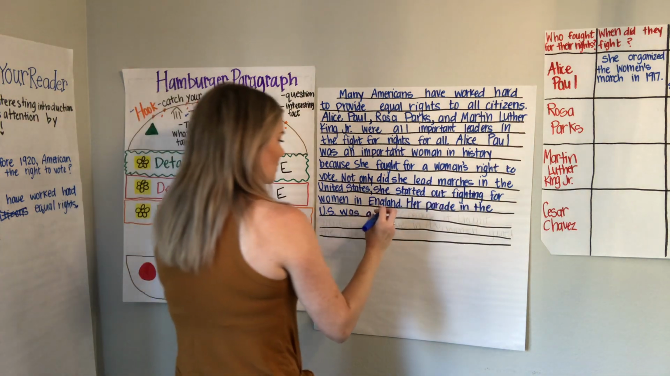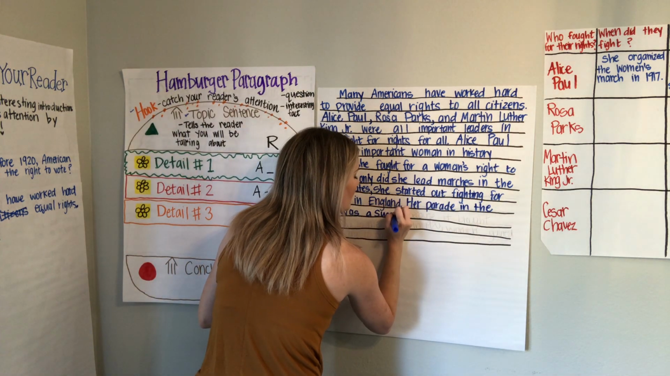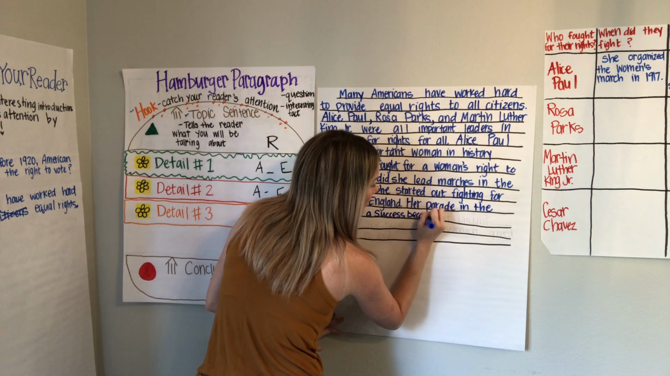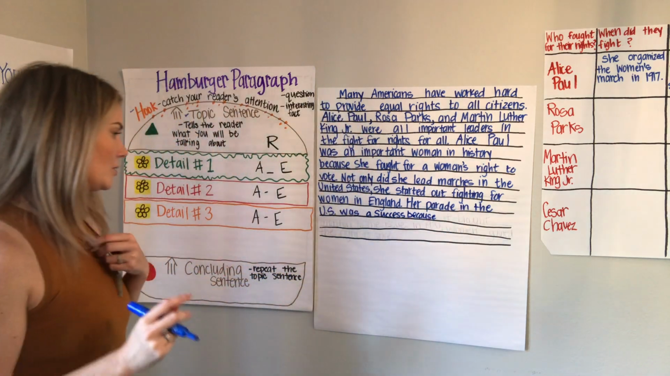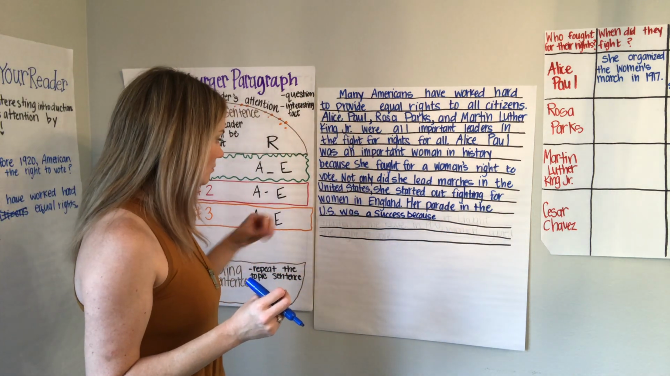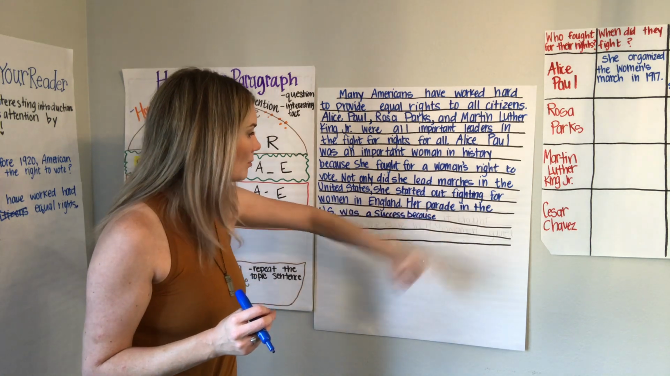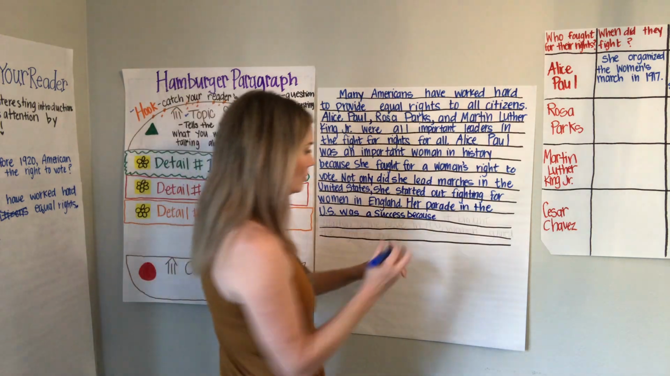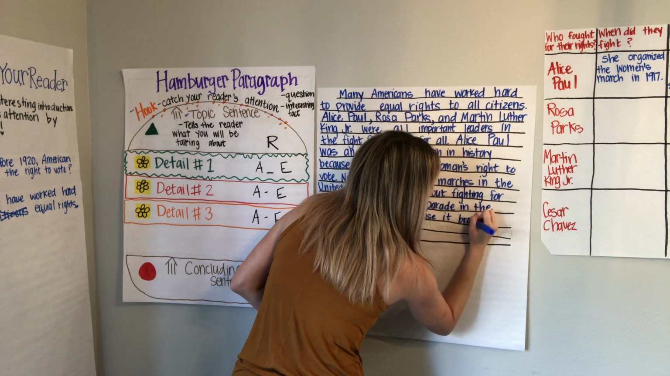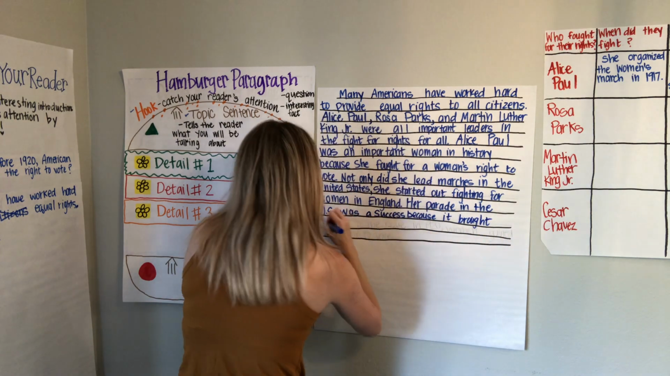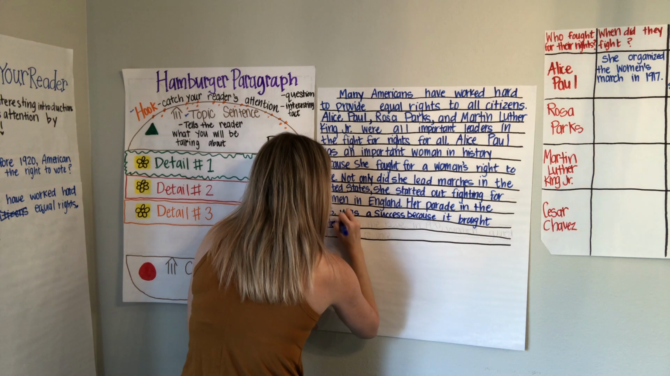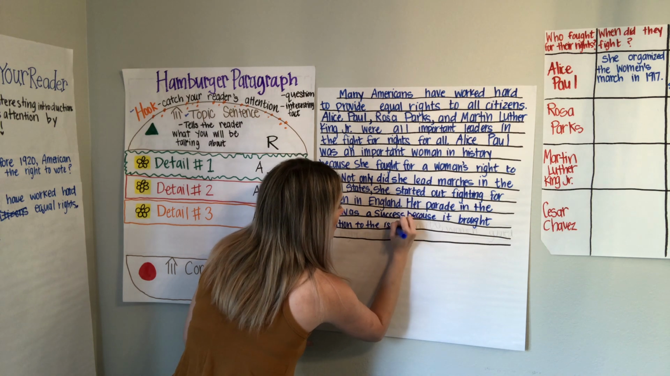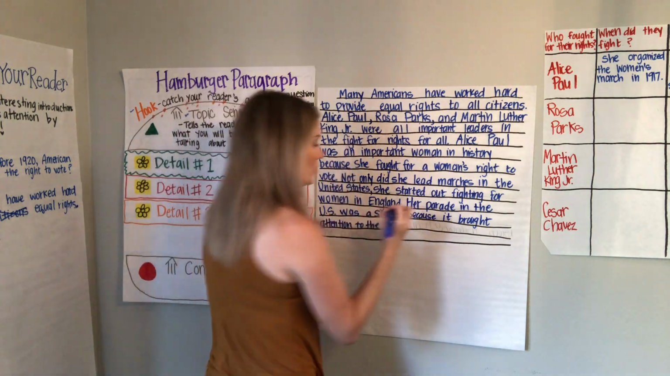So her parade in the US was a success. And I'm changing the wording a little bit so it's not completely copying the text. You want to make sure that it's your work. So I'm changing the way it sounds, changing the wording a little. So her parade in the U.S. was a success because it brought attention to the issue. And then my last explanation will be how she succeeded.